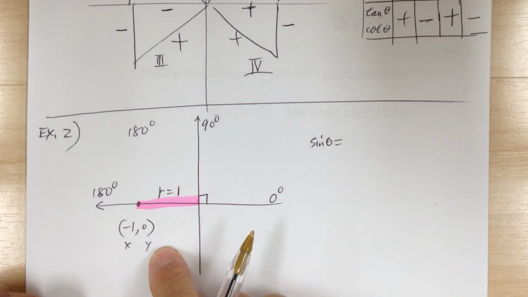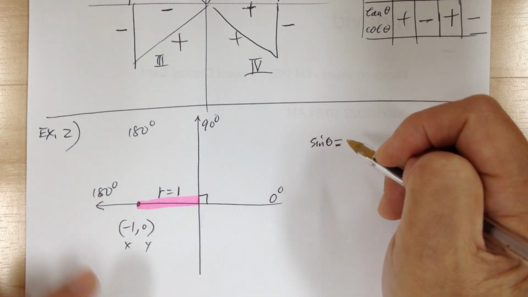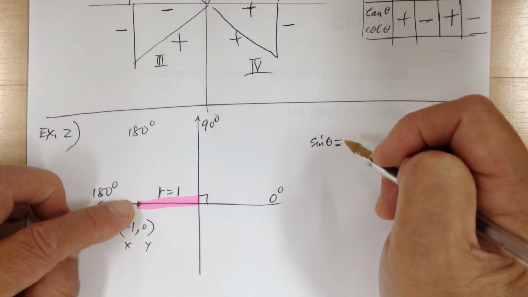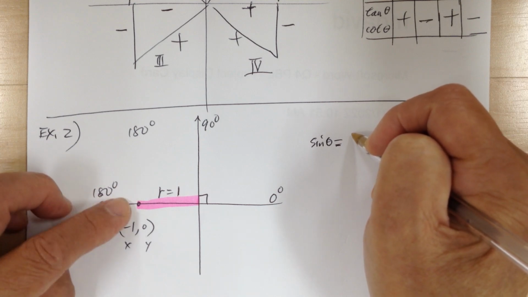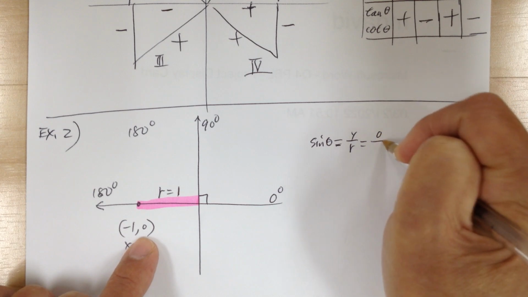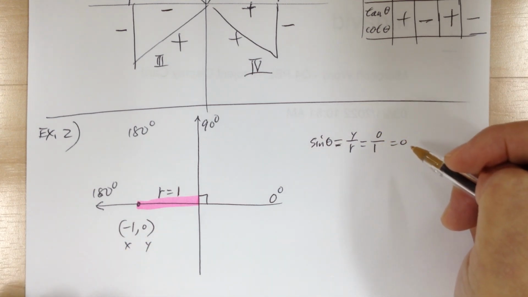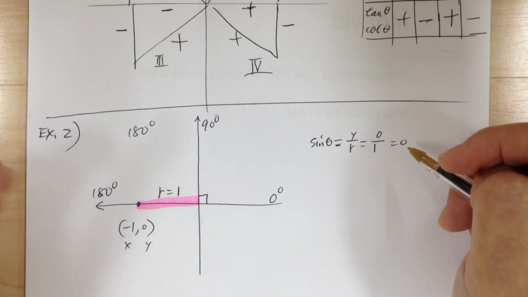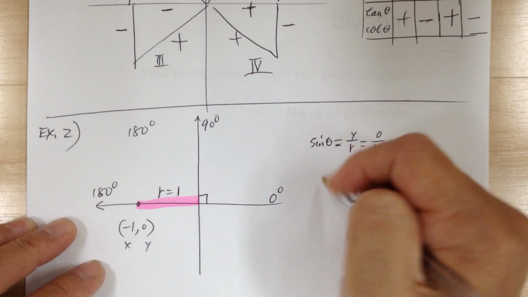Okay, but with x and y, you have to watch the direction. Sine is the vertical, or the y. So sine equals the vertical, or the y, over the r. So this is equal to 0 over 1, which equals 0. The easy way to remember is that sine is vertical, and over here vertical is 0, so sine equals 0.